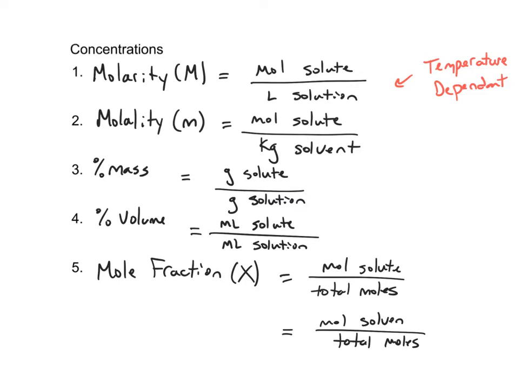It's important to note that the mole fraction of the solute plus the mole fraction of the solvent of any one particular solution would always add up to equal 1, or 100%, or whatever you want to call it, 1 over 1. Because if you think about it, the moles of solute plus the moles of solvent would equal the total moles of the solution. So you've got 1 over 1.